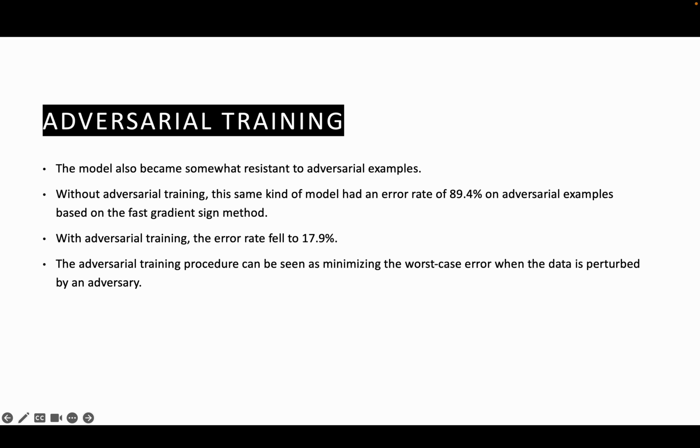The model also became somewhat resistant to adversarial examples. Without adversarial training, the same model was giving an error rate of 89.4% on the adversarial examples based on the fast gradient sign method that we just saw. And with adversarial training, the error rate fell to 17.9%. So we can see that adversarial training is actually minimizing the worst case error when the data has been perturbed by any adversary.